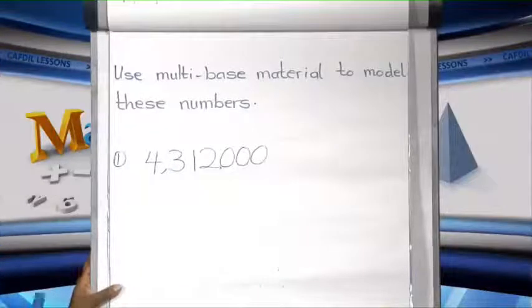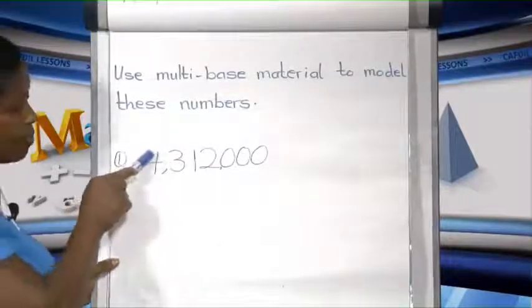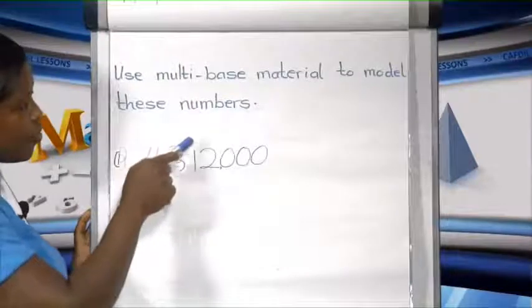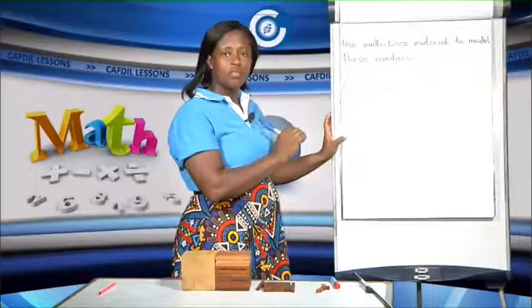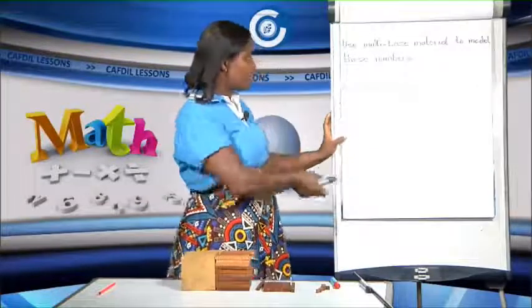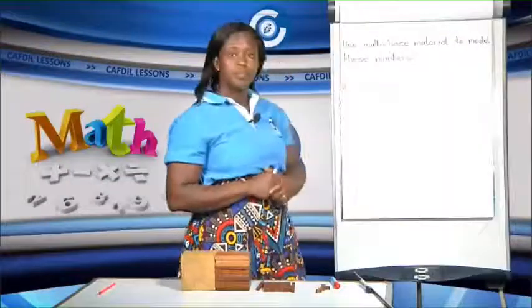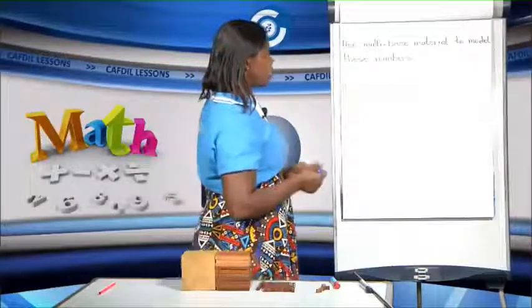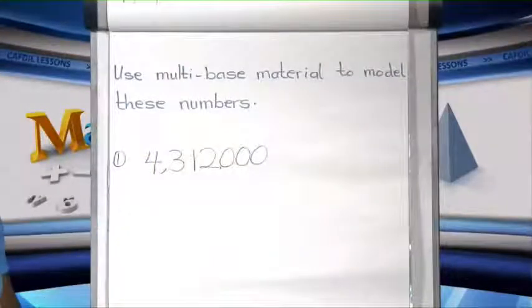So if a block is 1,000,000, we have 4,312,000. You see, we can have a block here, flats, rod, and then units. So we have to use all the materials here. So how many of the block? When we expand, good, this will be 4 blocks. We will get 4 blocks from here.